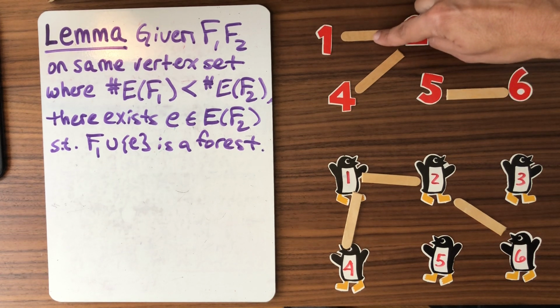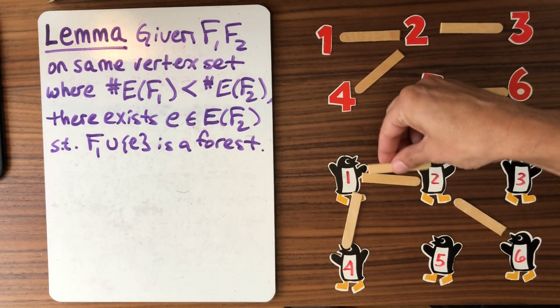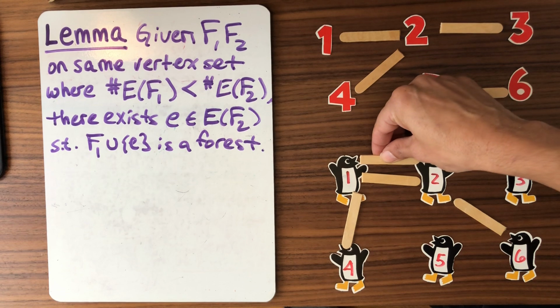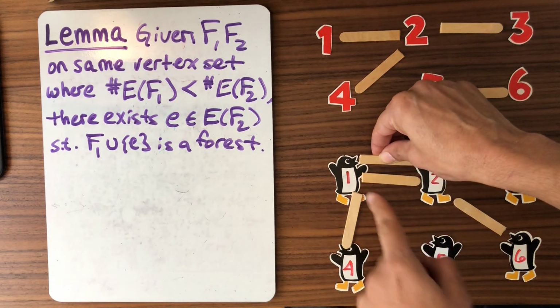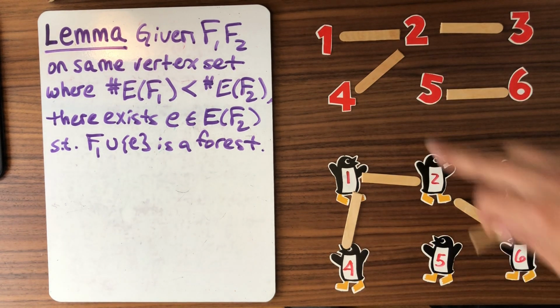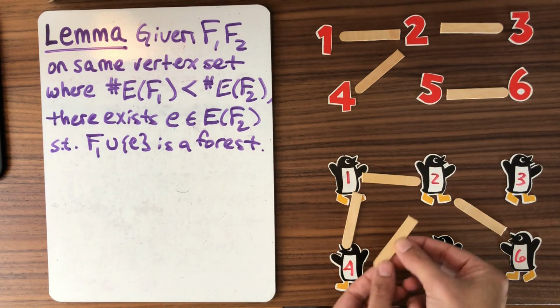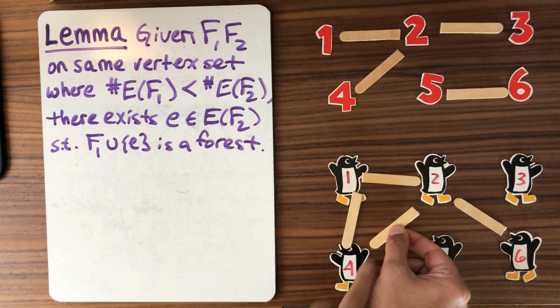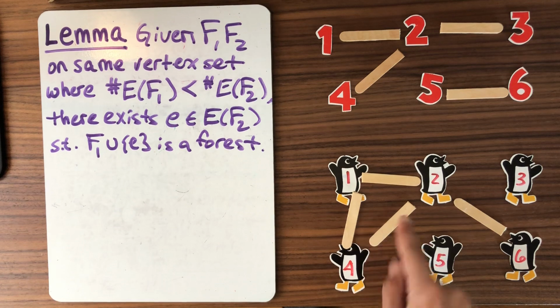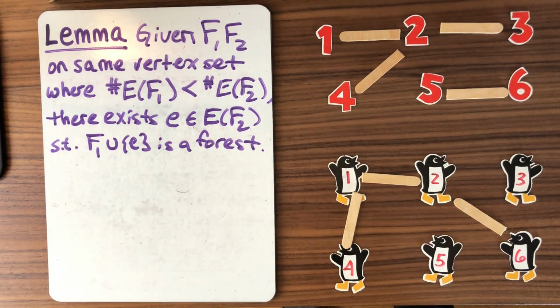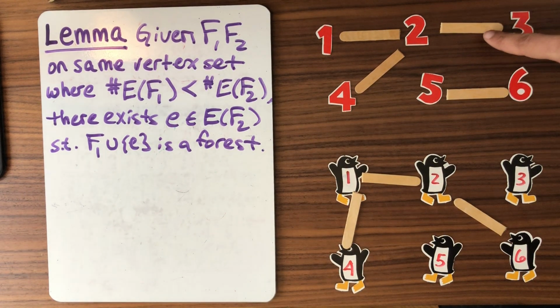This edge, can I do that? Well, no, because that edge is already there, and this would make it not a simple graph, and that would give us a cycle. So no, not that one. What about this edge? If I added this edge in here, what would I get? I would get a cycle right here, so I cannot add this edge. Okay, what about this edge?